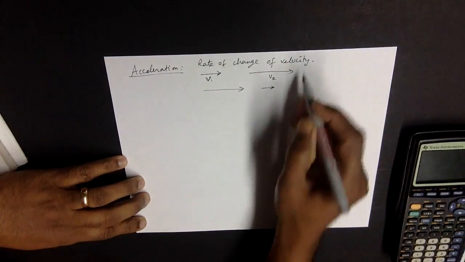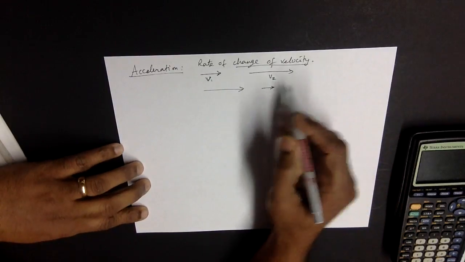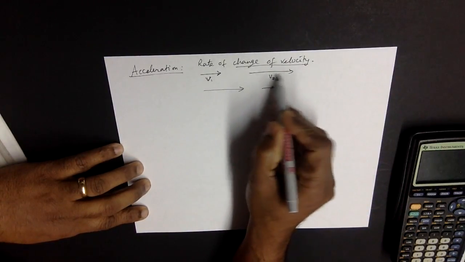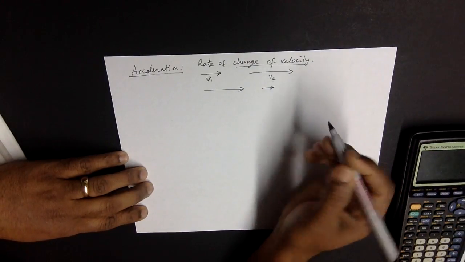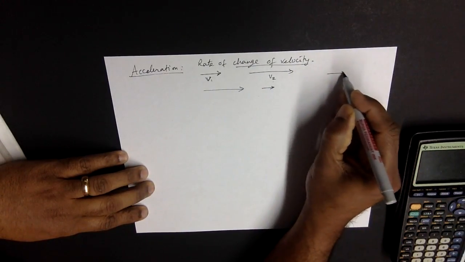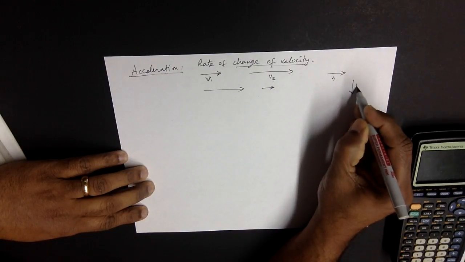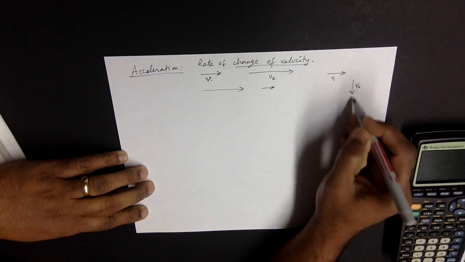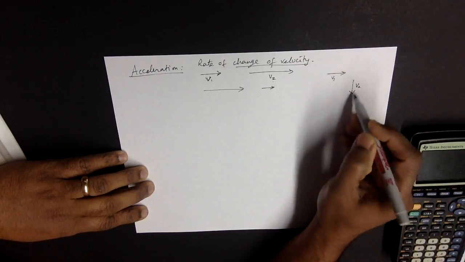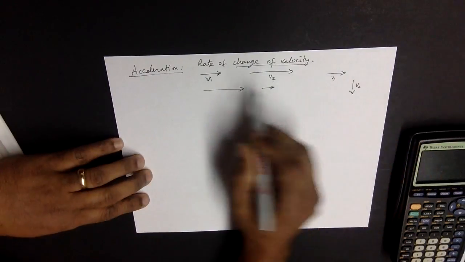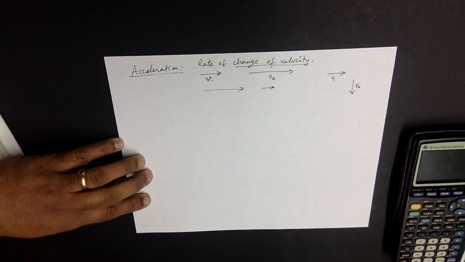And when can velocity change? When either the magnitude of the velocity changes, the size of the velocity changes, or the direction changes. So if I have a velocity going like this, and then I have a velocity going like this, that is a different velocity because the direction has changed. So here also there is an acceleration because the velocity has changed. Whenever you have a change of velocity, you have an acceleration.